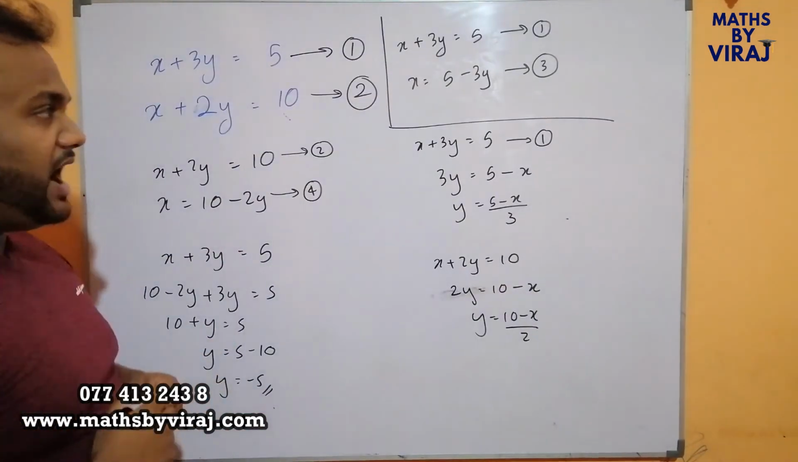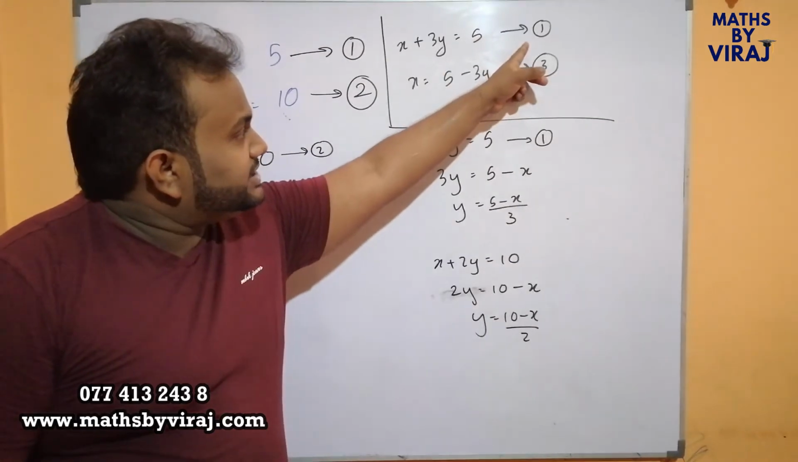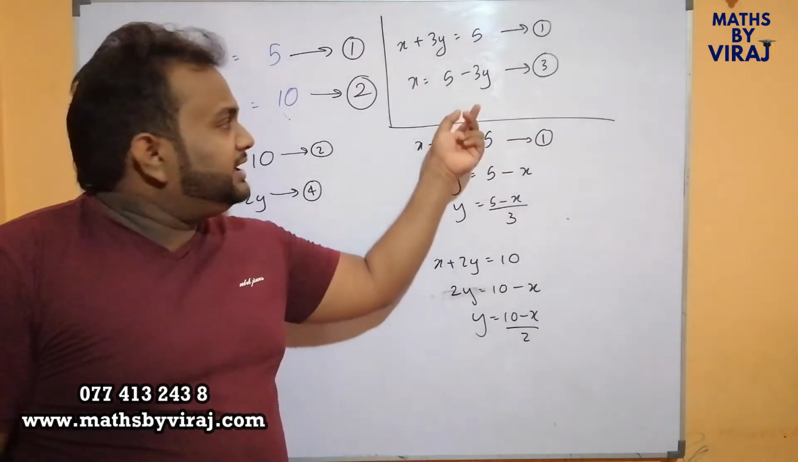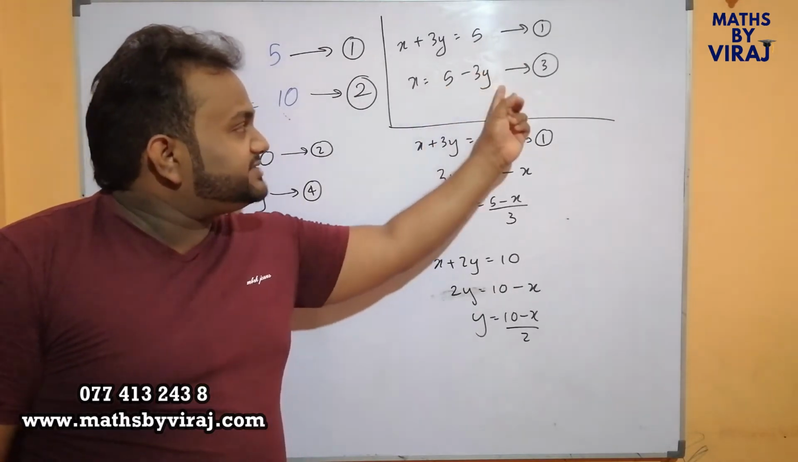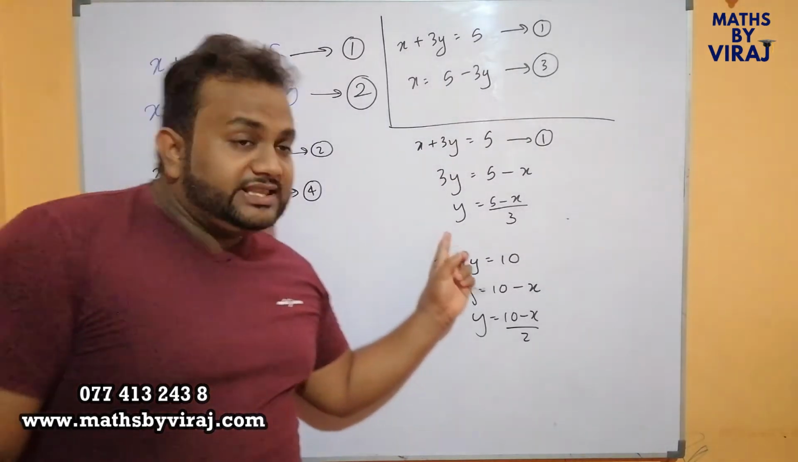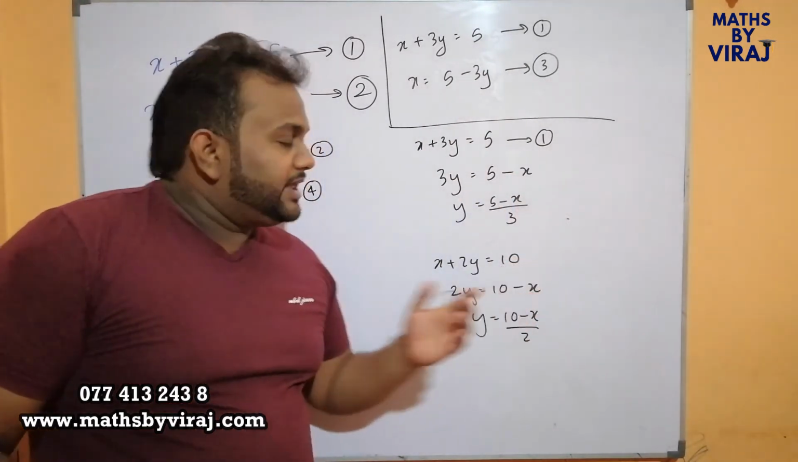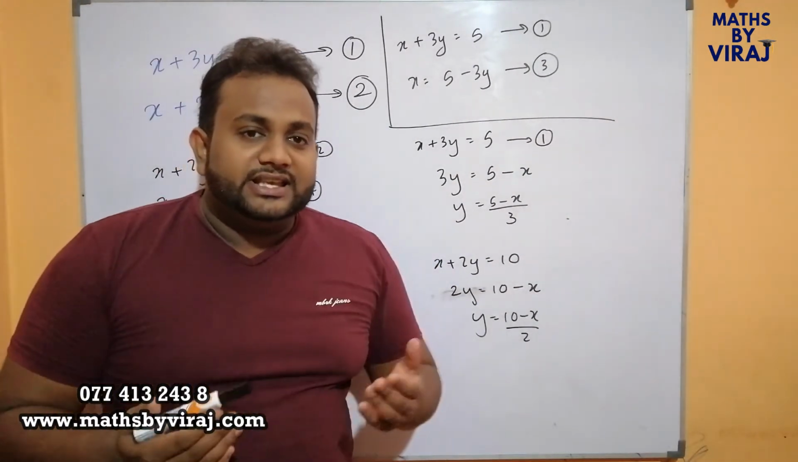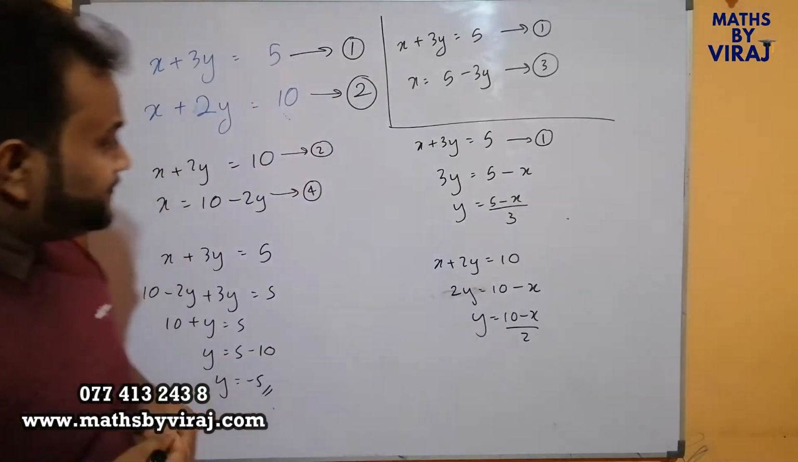Now you can see, unlike the equations that we derived, if I use equation number 1 and make x the subject, I have a direct, very easy expression: x equals 5 minus 3y. But if I make y the subject, I have it in the form of a fraction. Children, please understand, as kids, it will be much easier if you choose an easier path to solve the question.